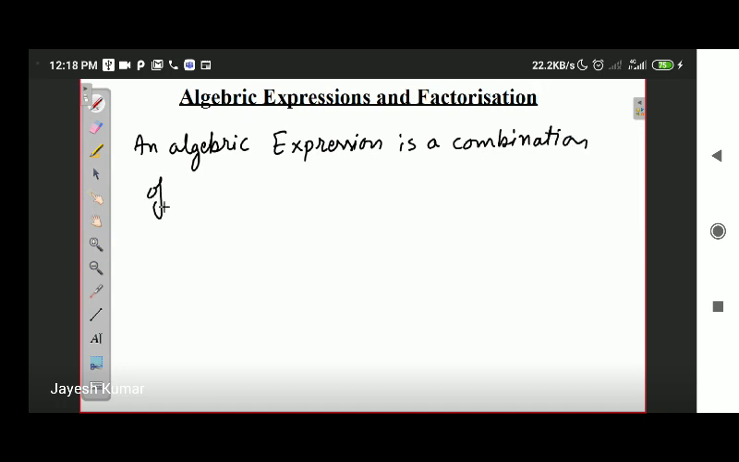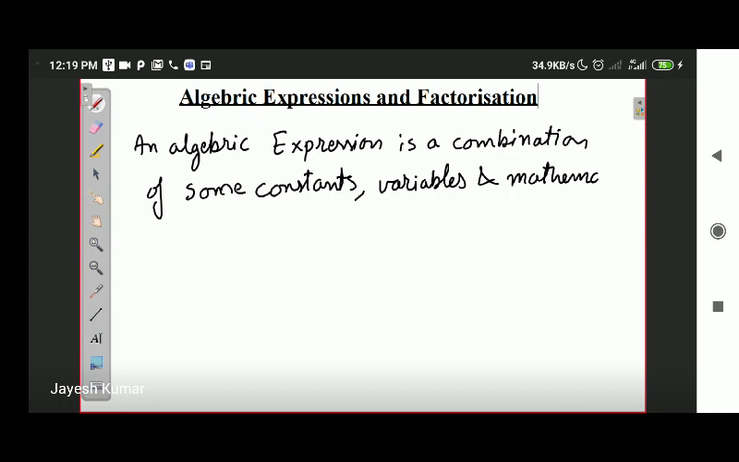Combination of some constants, variables and mathematical operators. So what are constants, what are variables, what are mathematical operators?